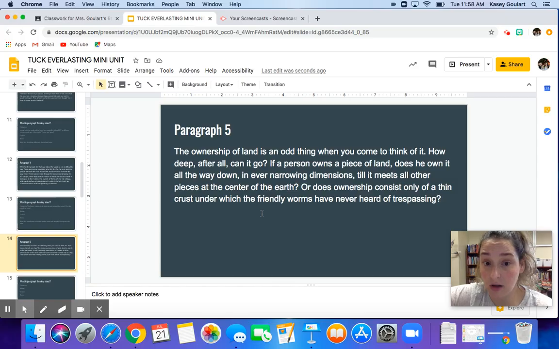How deep, after all, can it go? If a person owns a piece of land, does he own it all the way down, or even in the narrowing dimensions till it meets all other pieces at the center of the earth? Or does ownership consist only of a thin crust under which the friendly worms have never heard of trespassing? This is a challenging one.